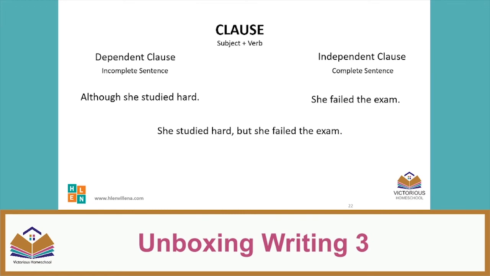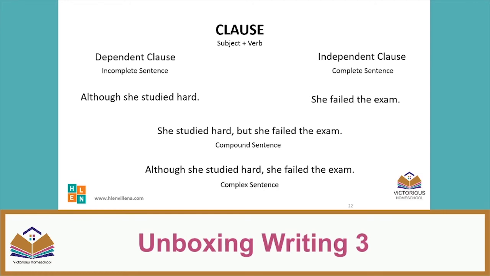So if we look at our Unboxing Writing 2, we studied this kind of sentence. She studied hard, but she failed the exam. This is a compound sentence, right? Now in this example, although she studied hard, she failed the exam. This is a complex sentence. Although she studied hard is a dependent clause, and she failed the exam is an independent clause. So the combination of a dependent clause and an independent clause results in a complex sentence.